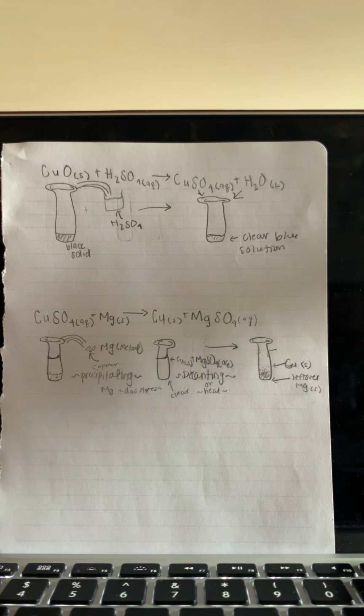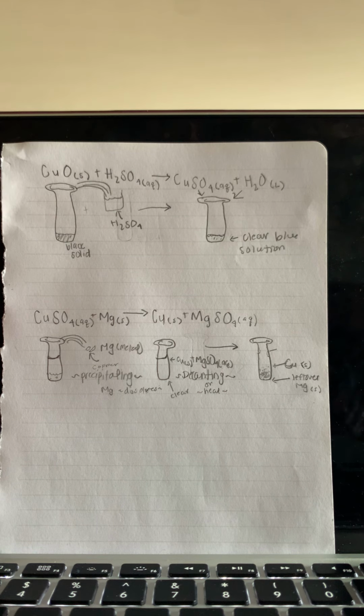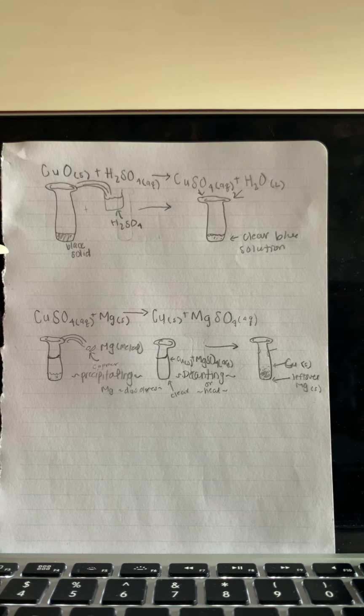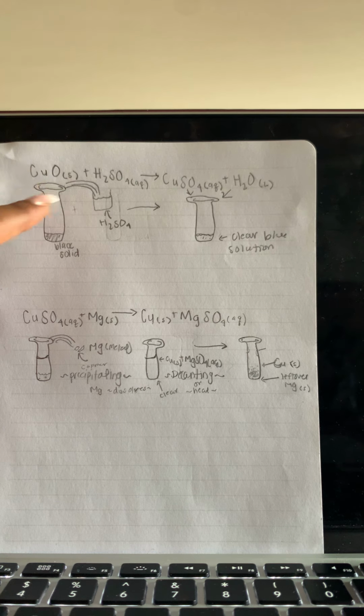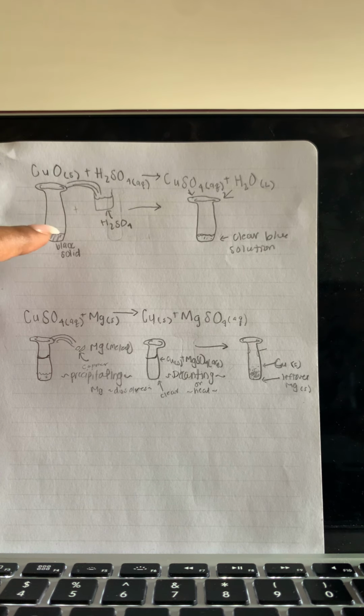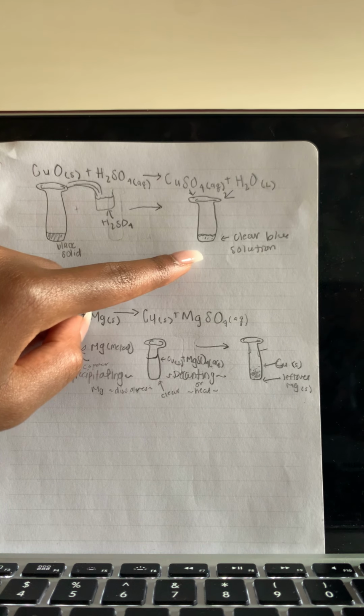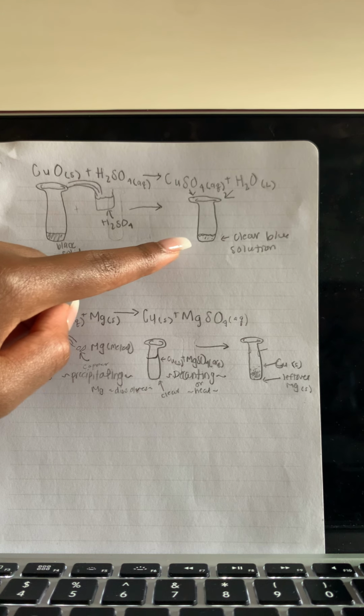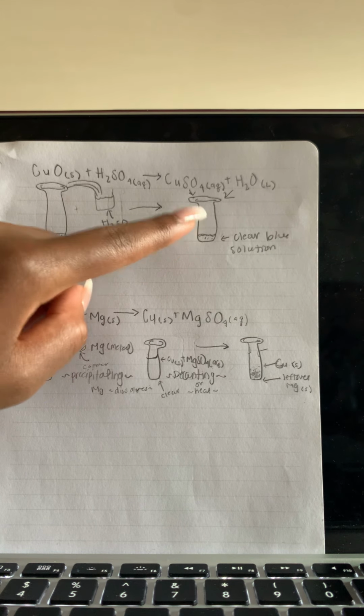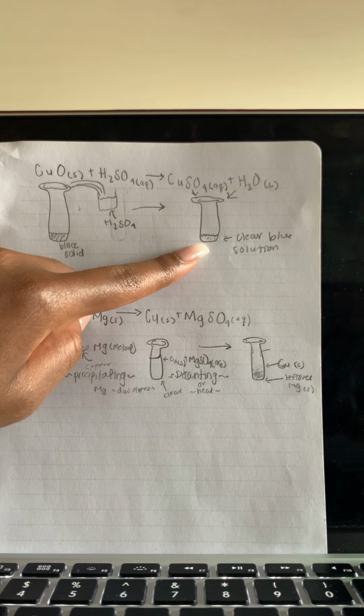Now, for part D, we have the black solid still, which is the copper 2 oxide and water, and then it gets dissolved in the clear aqueous solution of sulfuric acid. Here we are pouring the sulfuric acid into the black solid, and it produces a light blue solution of copper 2 sulfate, which gets fully dissolved in clear liquid water. So that's our solution right here.